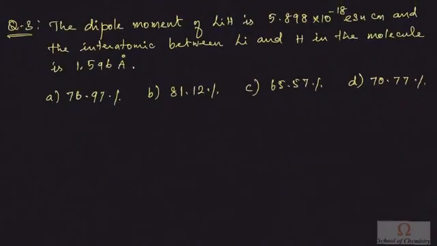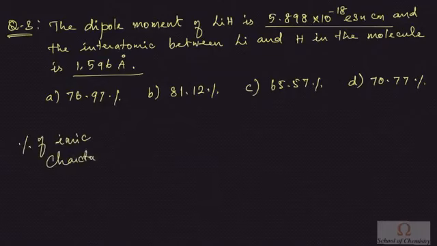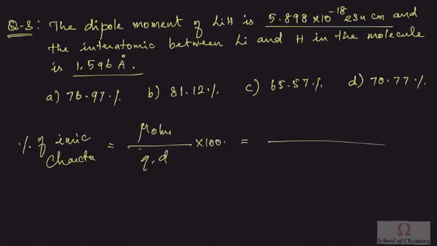The dipole moment of lithium hydride is 5.898 into 10 to the power minus 18 ESU centimeter, and the interatomic distance between lithium and hydrogen in the molecule is 1.596 angstrom. So this is going to be the bond length, and this is the observed mu value. So mu value has been given in terms of electrostatic unit centimeter. Okay, so the percentage of ionic character can be expressed in terms of mu observed by Q into D into 100, of course.